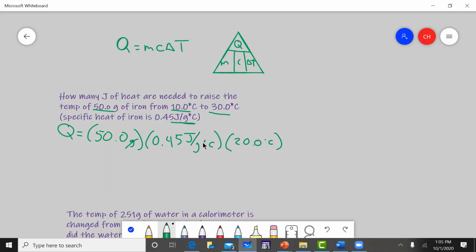You can see gram cancels with gram and Celsius cancels with Celsius. So we're left with just units of joules. In this case, we plug this into our calculator, and we round it out, we should end up with 450 joules.